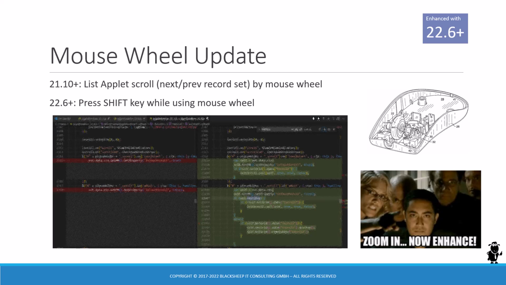And a minor one, a favorite of mine, is the ability to scroll in list applets just with your mouse wheel like it is 2022, or 2002 rather. And this mouse wheel support has been enhanced, so users are no longer taken by surprise by having to press the Shift key while moving the mouse wheel. So this is now in place also since June.